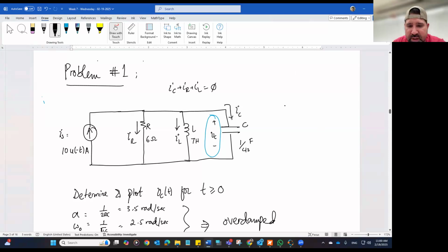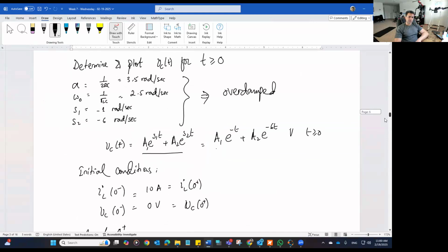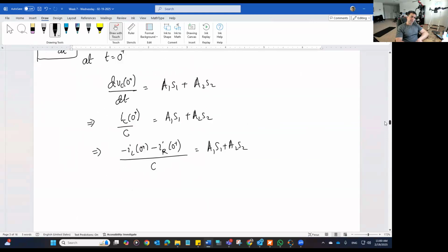Isn't it voltage VC over R? VC over R, yeah, Ohm's law. I mean, come on. VC over R. So IR(0+) can be written as VC(0+) over R. And what is the value of VC(0+)?